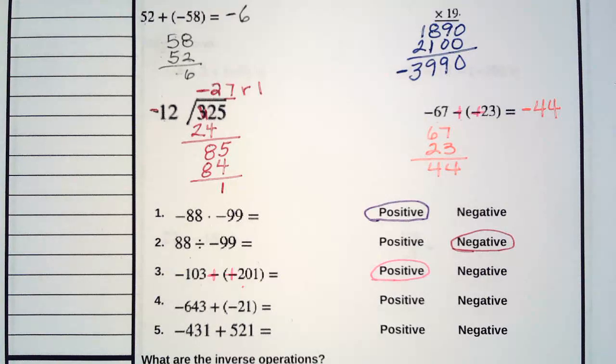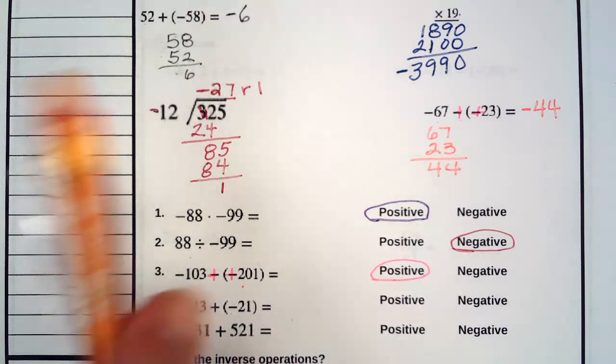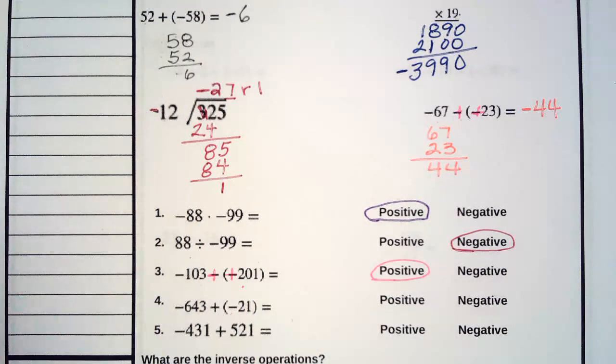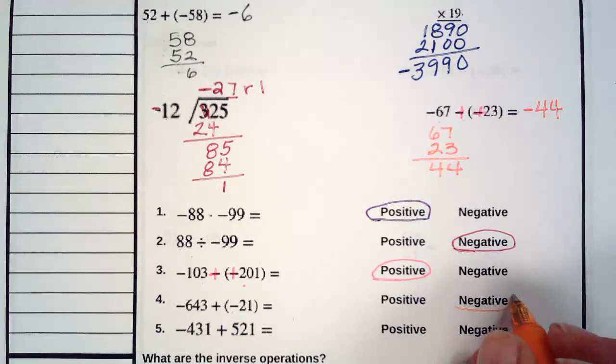What happens if I add two negative numbers together? Think about what it means. I'm starting on the negative side and I'm going clear down the negative line more. This will be a negative.